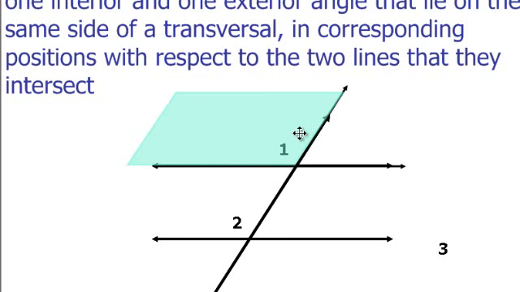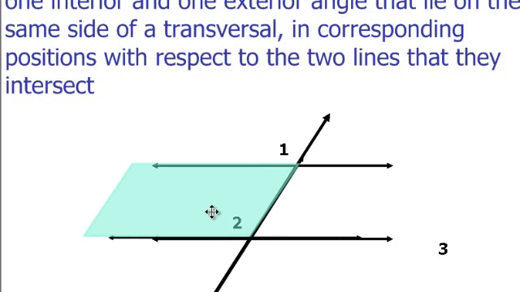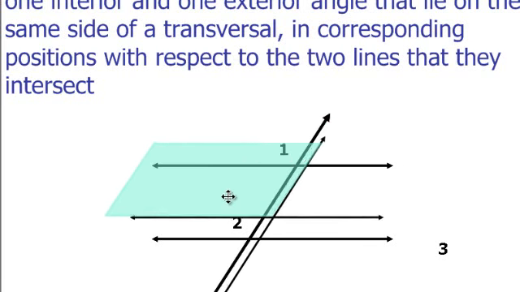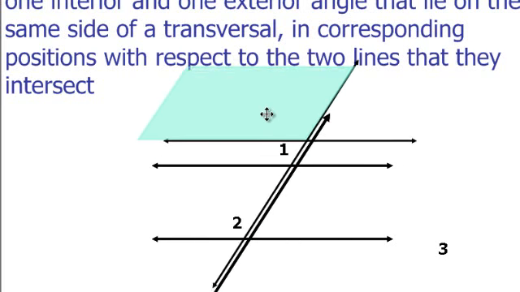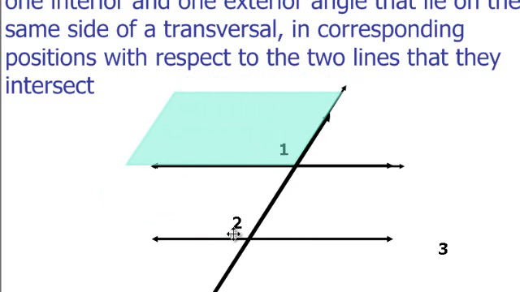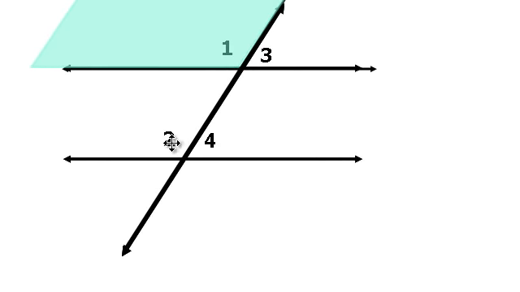So 1 and 2, they're both above the parallel line, and one's in, one's out. So if I move 1 down, it would kind of lie on top of 2. Can't be like this angle here with 1. They're on the same side of the transversal, one's in, one's out, but they are not corresponding angles. So 3 and 4 would be corresponding. I could move 3 and 4 there. They would be corresponding. 1 and 2 would be corresponding.